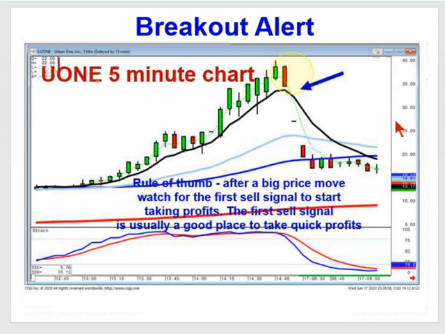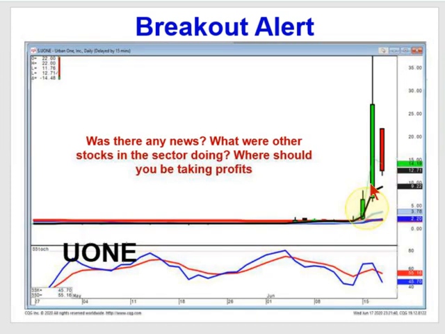You close it out. If you miss the initial move, do you use a pullback to the T-line as an entry point? Yes. But if I've got a stock that, in this case, moved like this, and I'm able to get out up here, yeah, I'm happy with that. Now, if I've got one that's moved up moderately and it might pull back, yeah, you start looking to see if it's pulling back to the T-line.